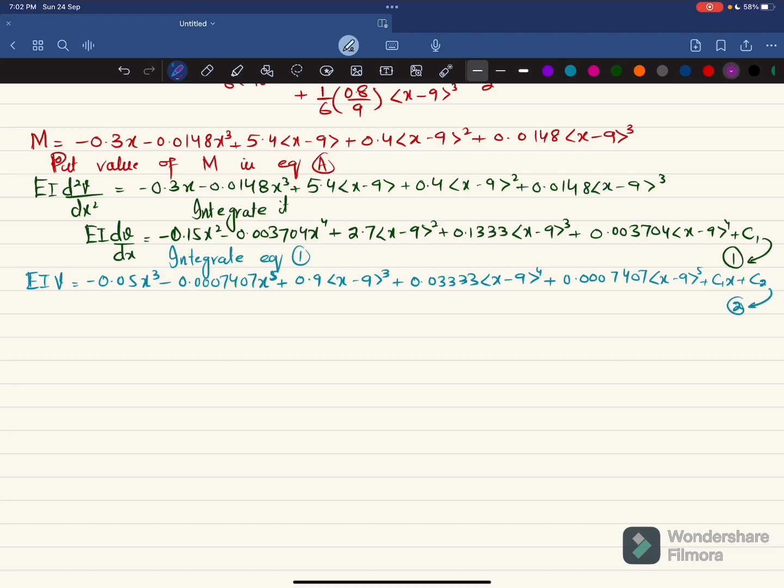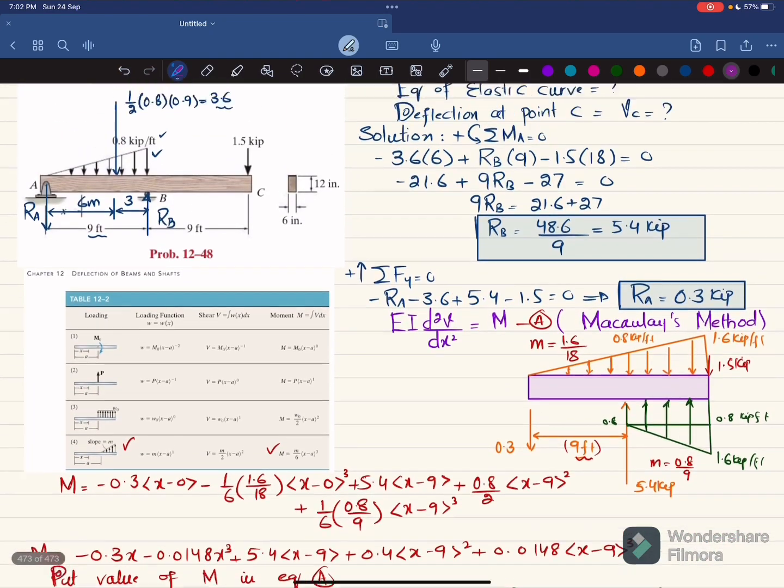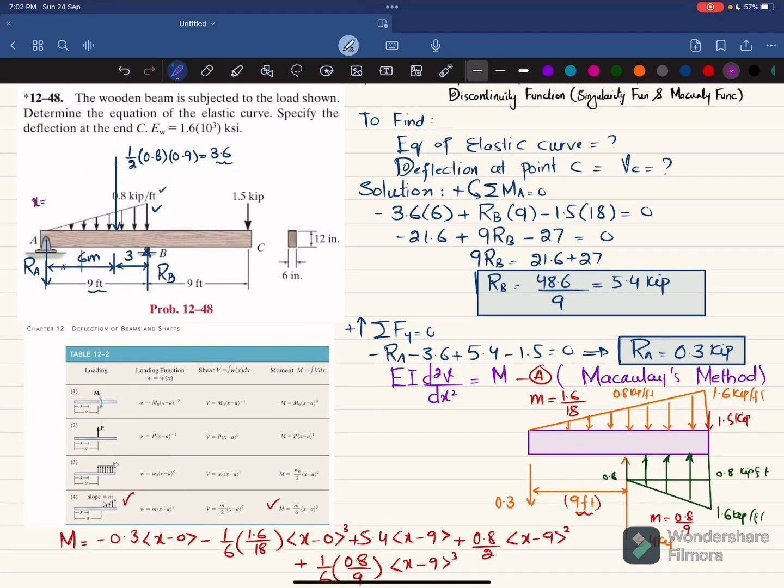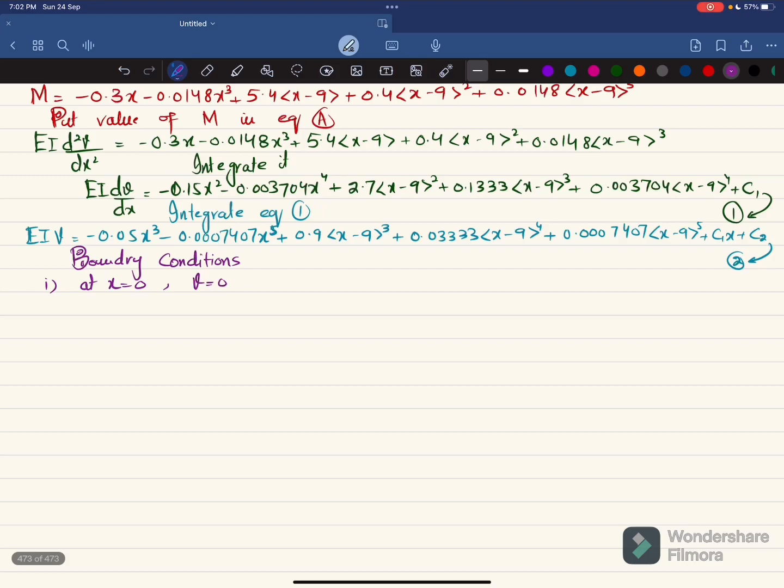Now c1 and c2 are unknown constants, and by using boundary conditions we will find these two. So what are the boundary conditions? The first boundary condition is that at x equal to 0 the deflection is equal to 0. You can see at x equal to 0 we have deflection equal to 0 because there is a pin support at point A. So we put that in equation number 2.